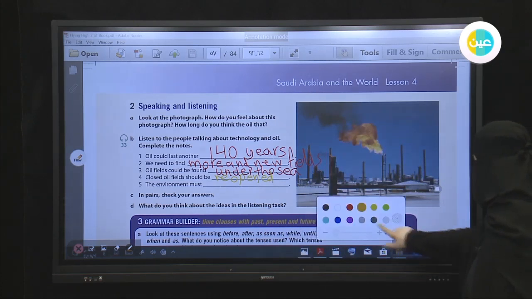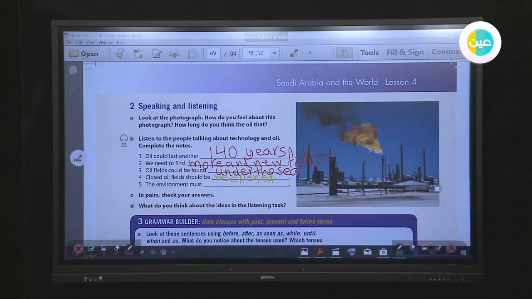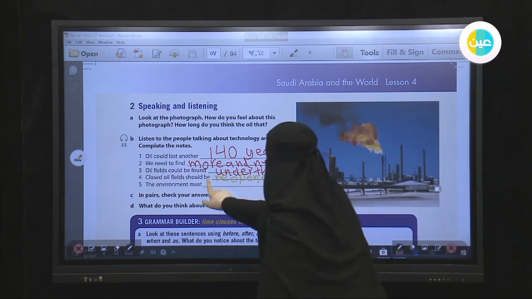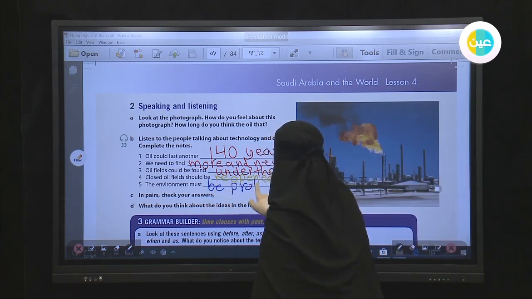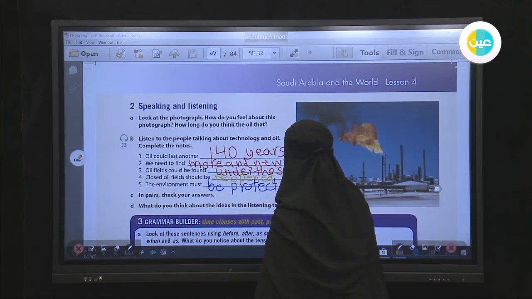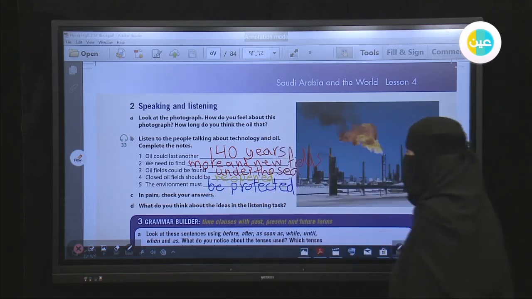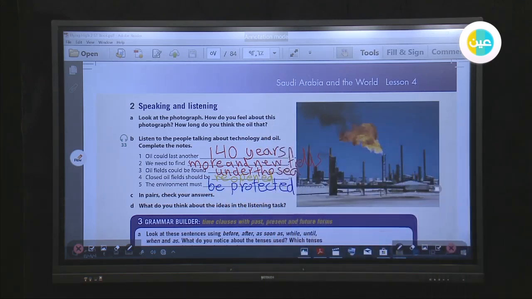The last one says, the environment must be, what should we do for the environment? We should protect it. It must be protected. Okay, we should improve our oil fields, but we must protect our environment. Okay, these are the answers of 2B.